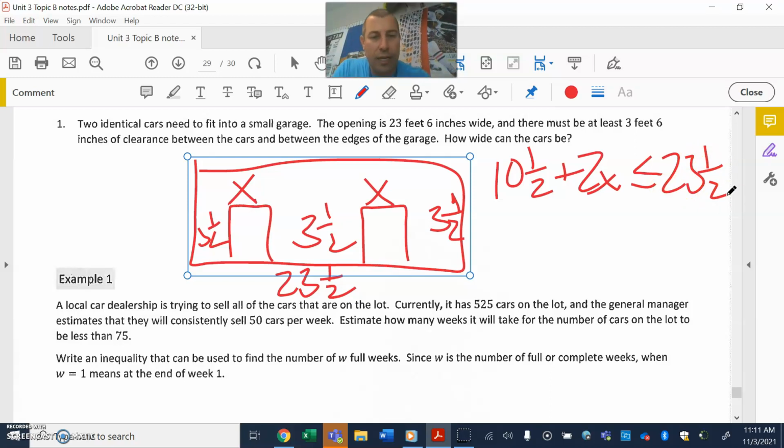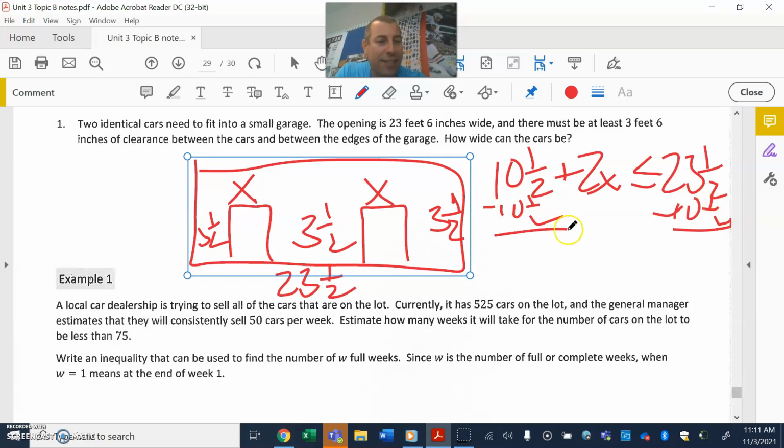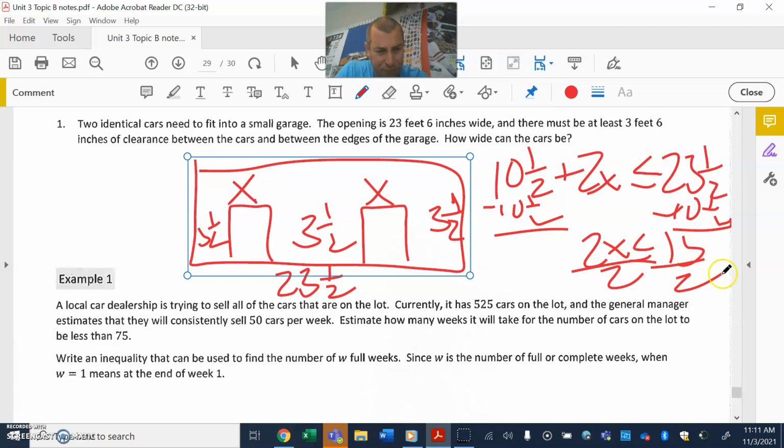So we'll solve here. I'll subtract the 10.5 from both sides. 2x less than or equal to, and the halves are away, so 23 minus 10, 13. We'll divide by 2. So x needs to be less than or equal to 13 halves, 6.5. Okay, so there we go. The width of the cars needs to be less than or equal to 6.5 feet. If it is, we're going to have our measurements that we end up needing.